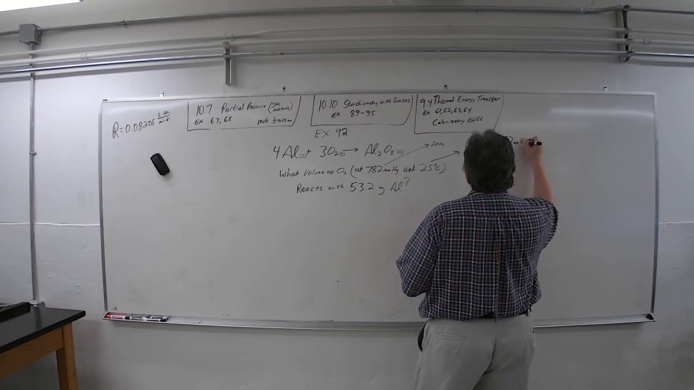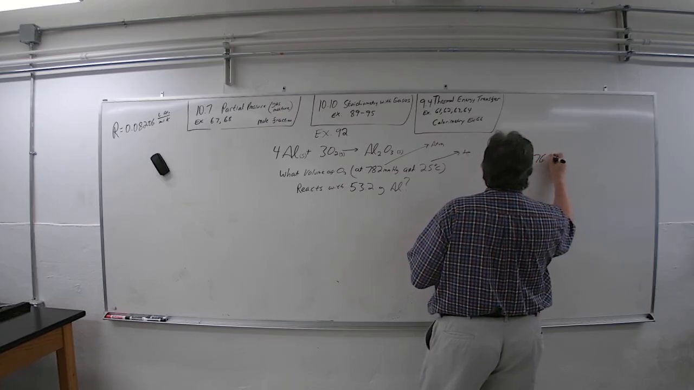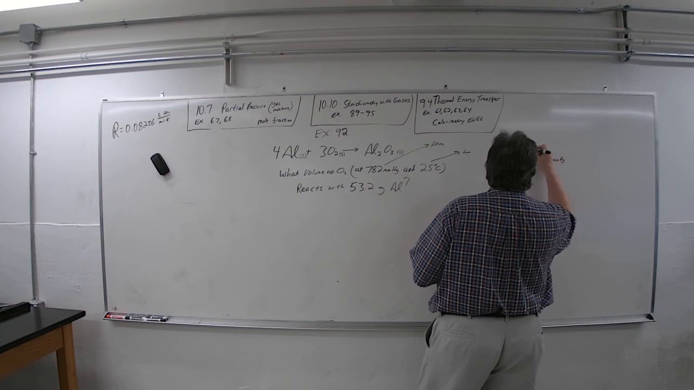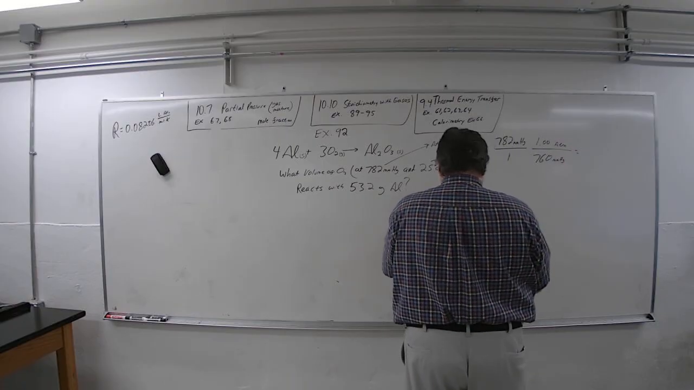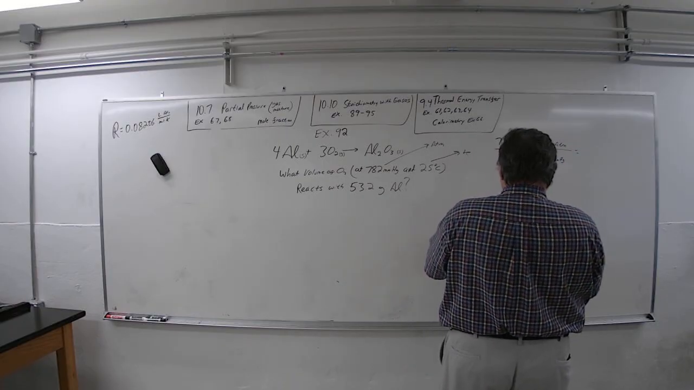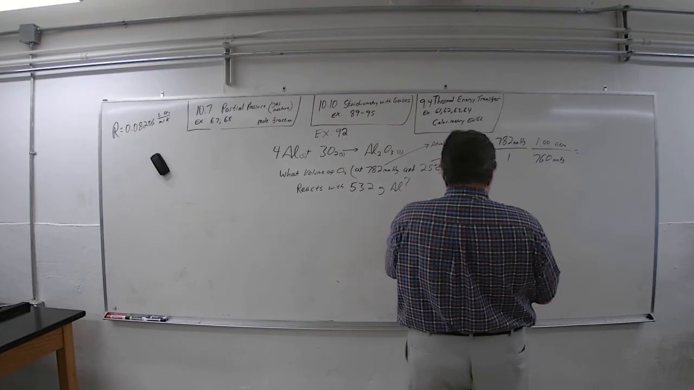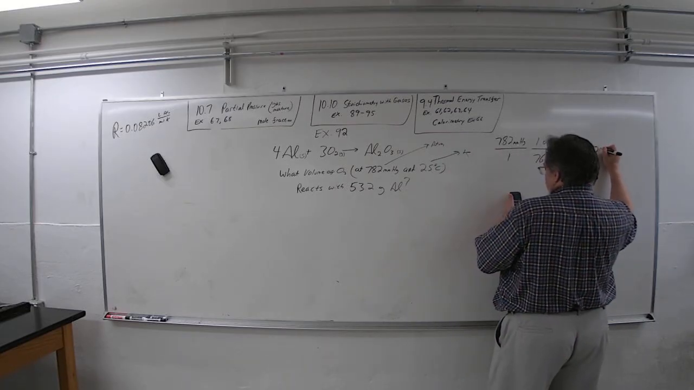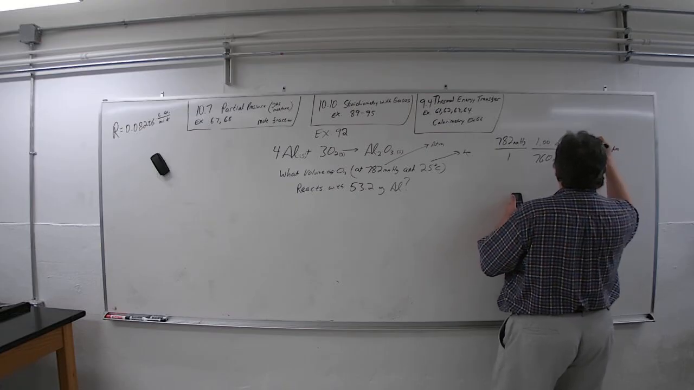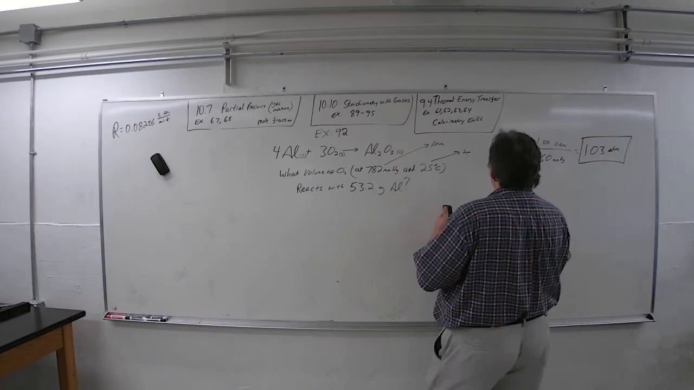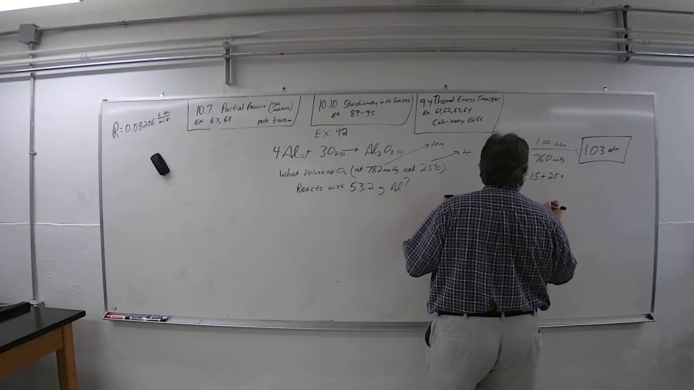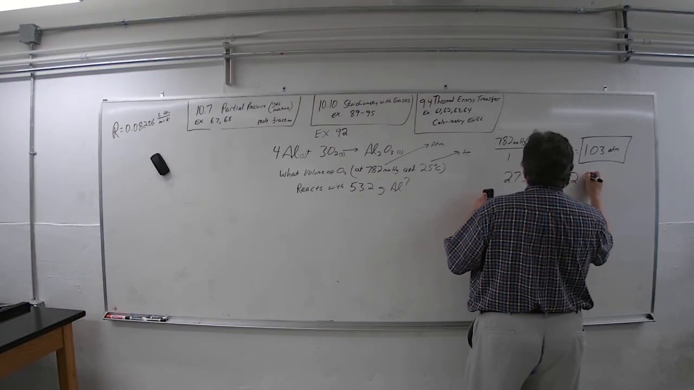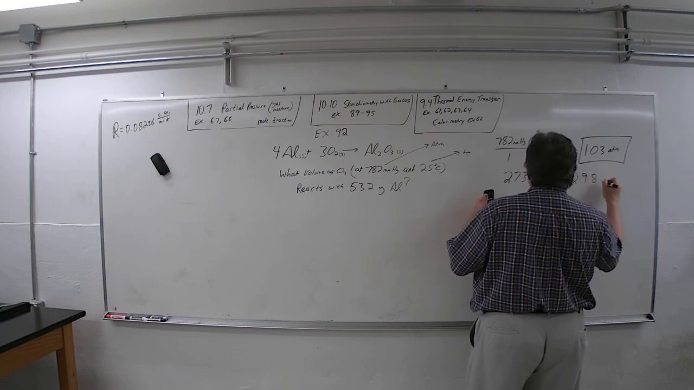782 millimeters of mercury, 760 millimeters of mercury is 1.0 atmospheres. 782 divided by 760, so we're at 1.03 atmospheres. That, 273.15 plus 25 equals 298.